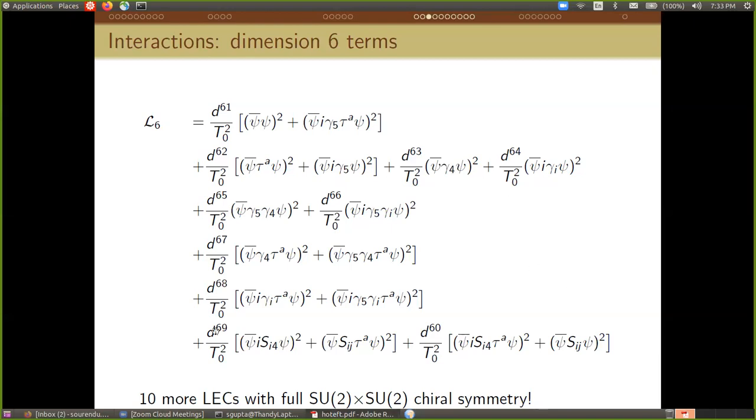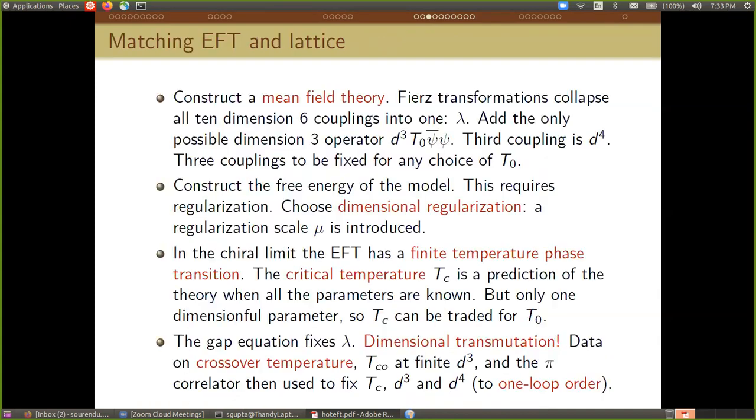Okay, so these are the terms that I can write down. Lots of ellipses, so it looks like it's going to be hard to pin down. So the next question is, what do we do with this Lagrangian? Dimension 4 terms that I've written down, dimension 6 terms which I have demonstrated here. Okay, where do I go next?